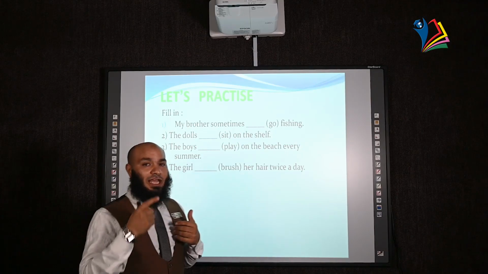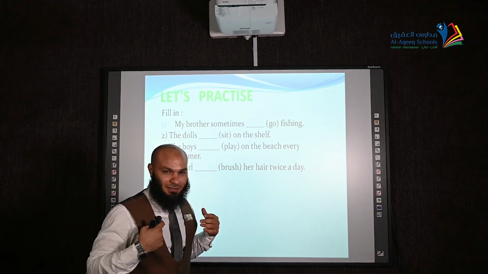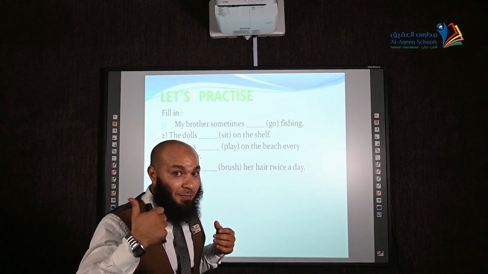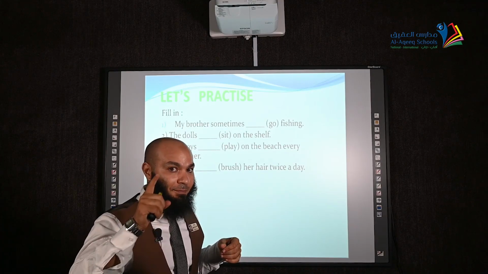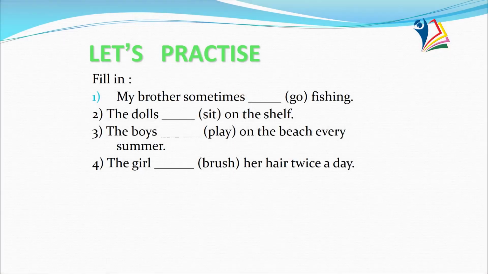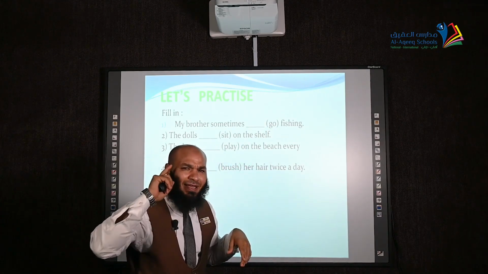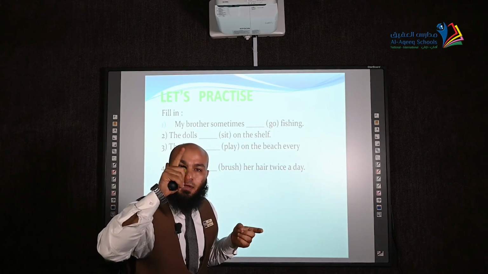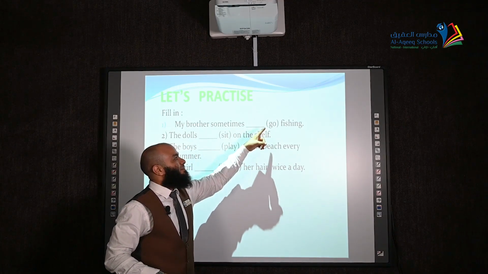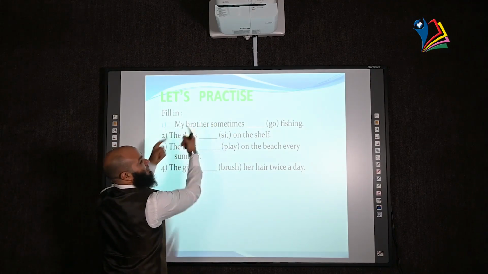Can you guys help me to answer these questions? They are a little bit difficult. I want you to help me. Now you understand, and you are able to answer them correctly. So, my brother sometimes goes fishing. The verb go, brother singular. And the verb ends with the letter O, so what do we add, S or ES or IES? Excellent. We add ES because the verb ends with the letter O and the subject is singular.